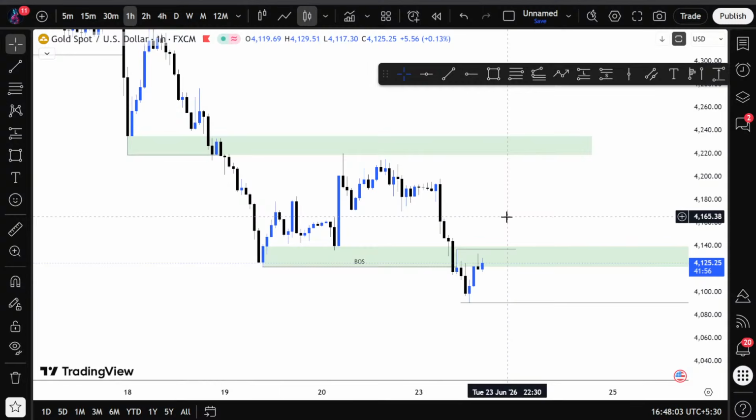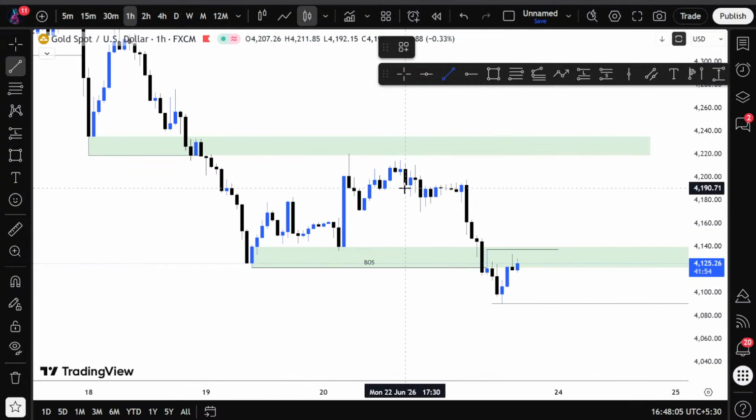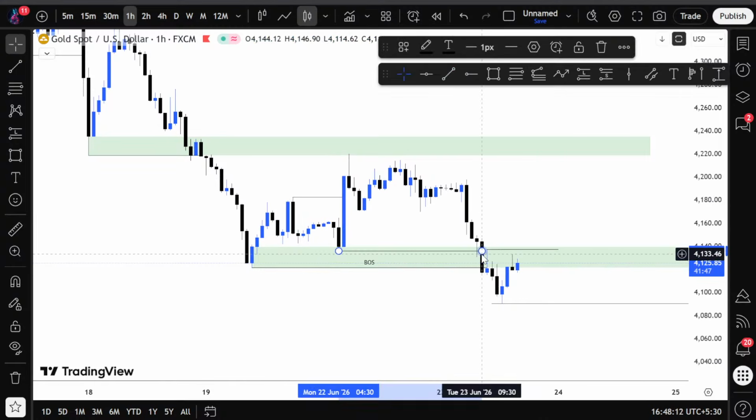And the second thing is we have a change of character in internal structure in 1-hour time frame. This was our breakout structure. And now we have a 2 candle closing below this one. So this is our change of character area.